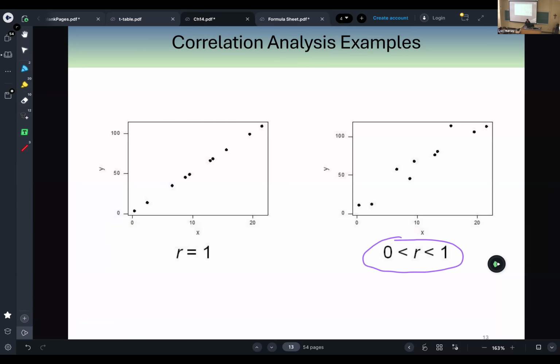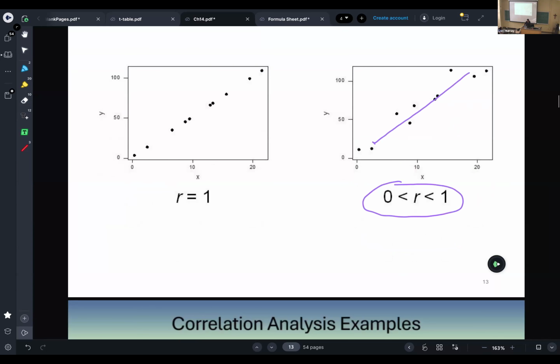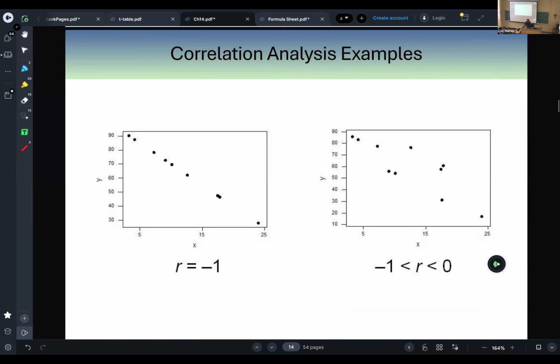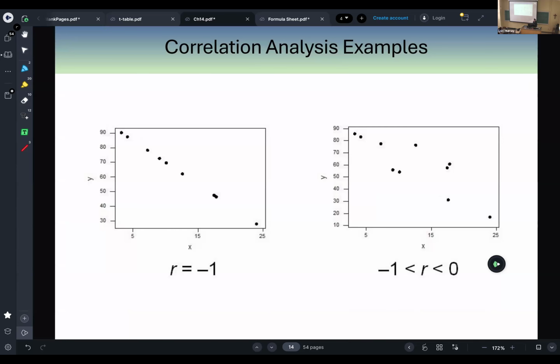What you do is you look at these and you imagine where the line would be. So you want to follow the trend, look for the trend pattern. The plot on the left would be -1. They're all lying on a perfect straight negative line. But in the plot on the right, there's a lot more scatter. But still negative. You can still see the trend, so it would be -1 to 0, right?